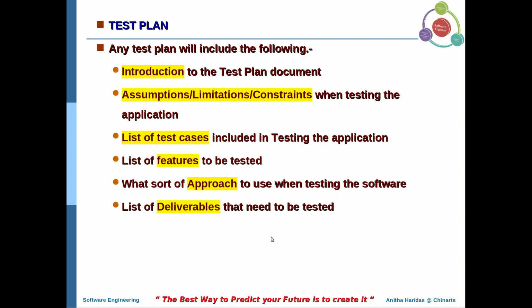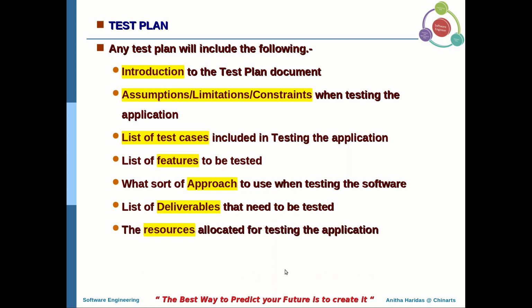Doc manuals will be one of the deliverables. Your components will be another deliverable. Your software product is another deliverable. And if you have any interfaces, that is also another deliverable. All the operating manuals are another deliverable. Test cases are another deliverable. So like that you will have a list of deliverables. So what deliverable you are going to test now in the test plan, that should also be mentioned here.